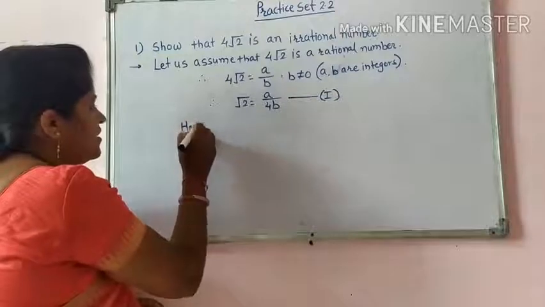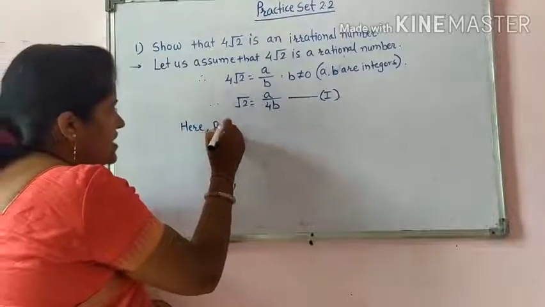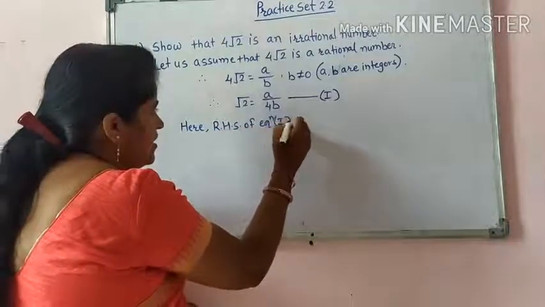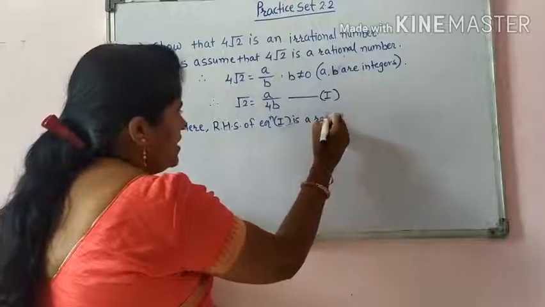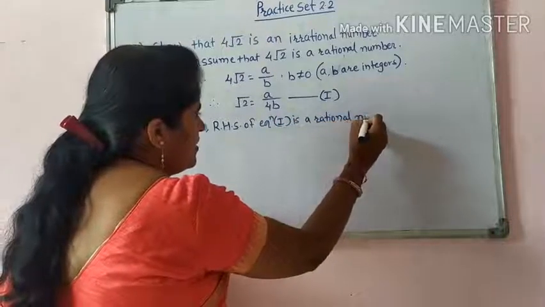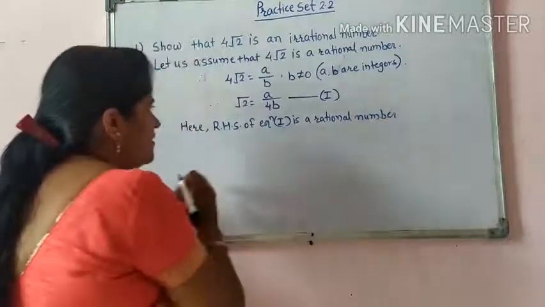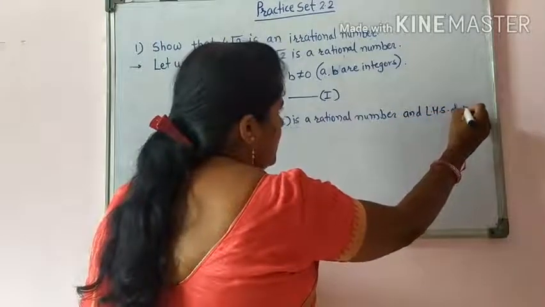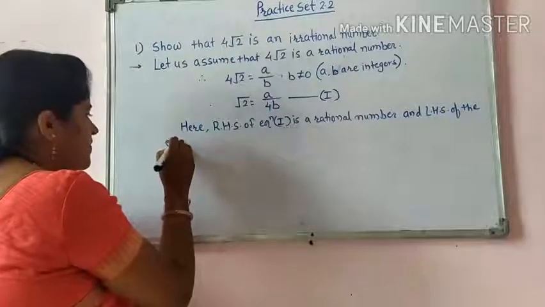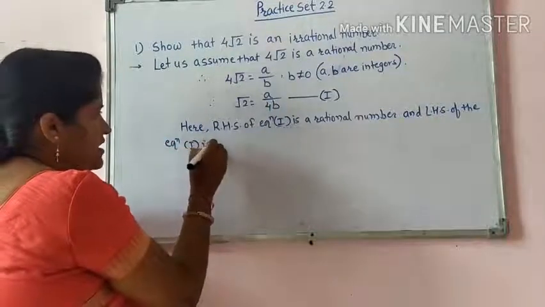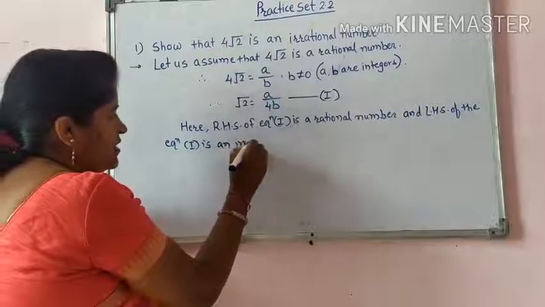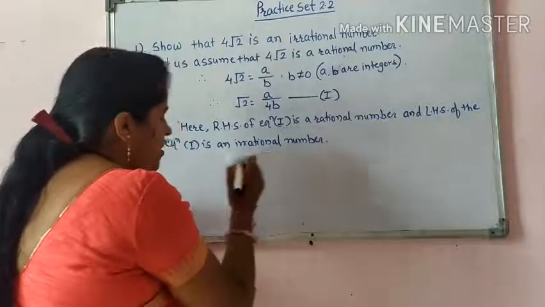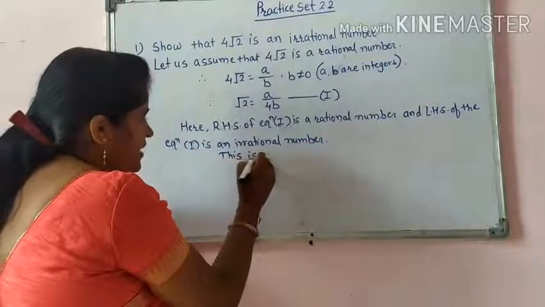Here the RHS, or right hand side, of equation 1 is a rational number, and the left hand side of equation 1 is an irrational number. So here we get a contradiction. So this is contradictory.